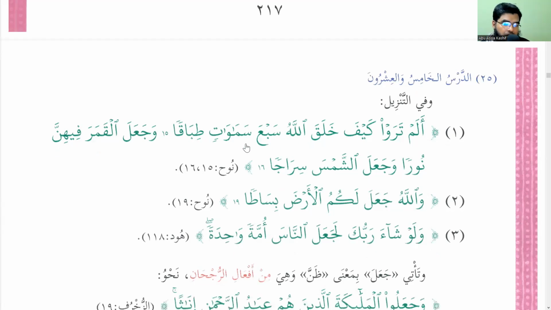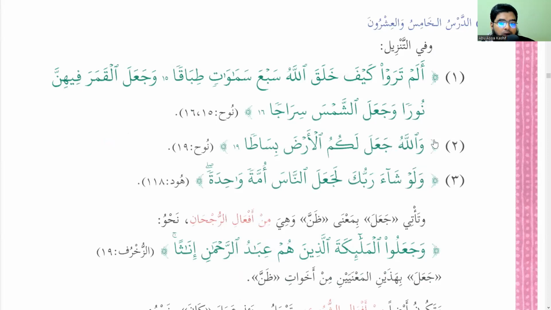Alam taro kaifa khalaqallahu sab'a samawatin tibaqa. Don't you see how Allah has created the seven skies one upon the other? Wa ja'ala al-qamara fihinna nura, and He has made the moon in them a light. Wa ja'ala al-shamsa siraja. So ja'ala, this is maf'ul bihi awwal, and this is maf'ul bihi thani. He has made the moon what? As light. And He has made the sun as what? Siraj, as a lamp. So it will take two maf'ul bihi.